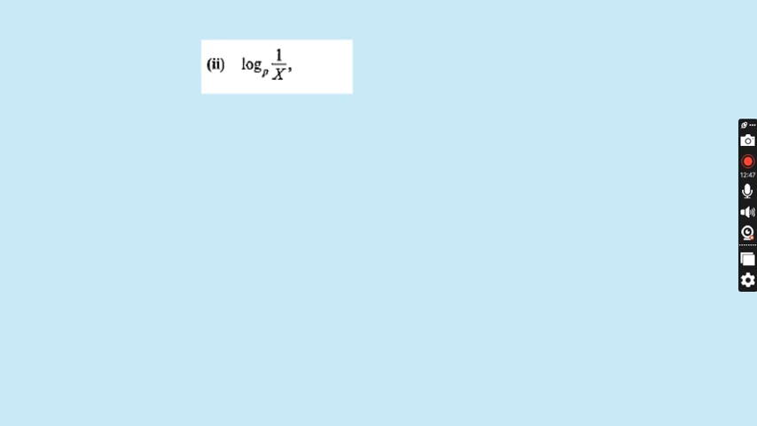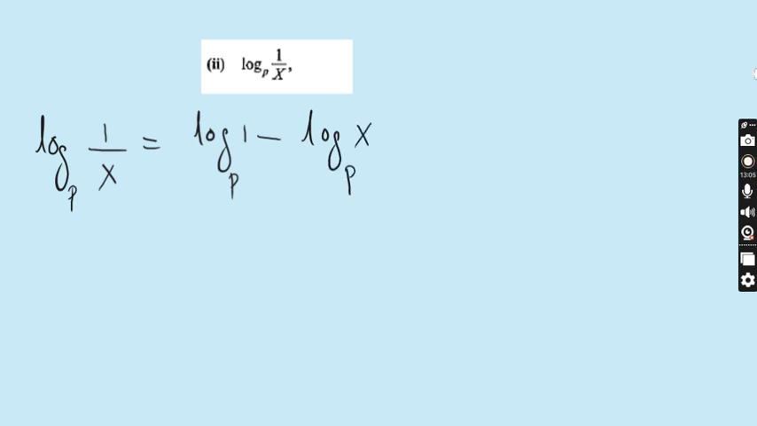Next part is log p of 1 upon x. So log p of 1 upon x can be written as log p 1 minus log p x. Log of 1 with any base is always 0, and log p x is given in the question as 5. So 0 minus 5 is negative 5. This is our answer. Part 3.